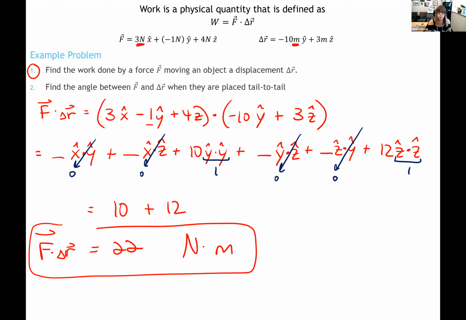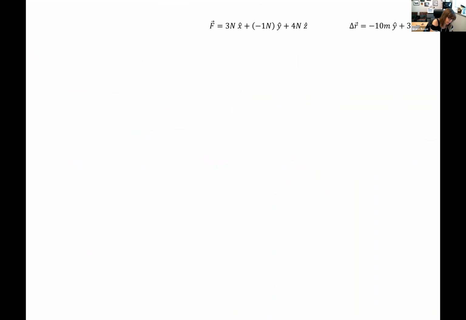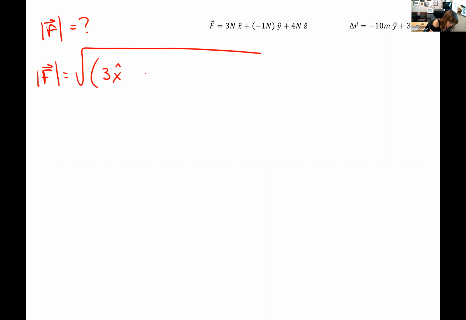Now the next thing we're going to do is try to find the angle between these two vectors. We need to find the norms of these two vectors in order to plug them into the definition of the dot product. So let's do that. Let's start with vector F. The norm of vector F is the square root of vector F dotted with itself.